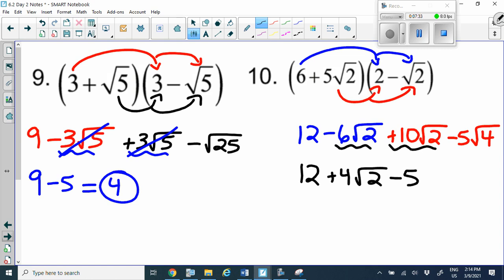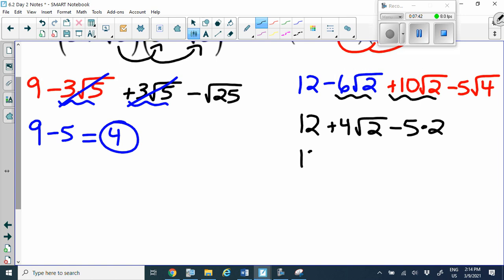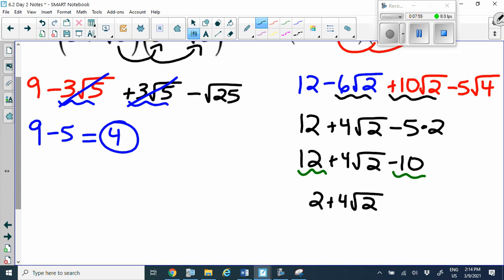Now is 4 a perfect square? Yes, square root of 4 is 2. So I do actually negative 5 times 2, you gotta multiply. So I go ahead and do that. So now I have 12 plus 4 square root of 2 minus 10. Notice that my 12 and the negative 10, they are just integers. So I can go ahead and combine them because they are like terms. So that gives me now 2 plus 4 square root of 2. Okay? And now I can't simplify anymore, so this is going to be my final answer.